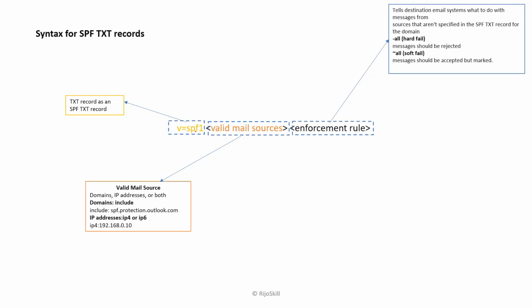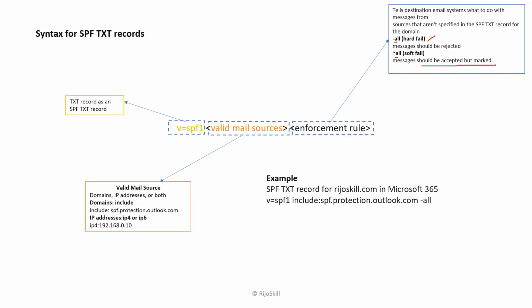Next, the enforcement rule. It tells the destination email system what to do with messages from sources that are not specified in the SPF TXT record for that domain. So if your SPF record does not verify the sender, the destination email system will apply a hard fail or soft fail. Hard fail means minus all, the message should be rejected, and soft fail means the message should be accepted but marked as quarantine. Now I will explain with one example.